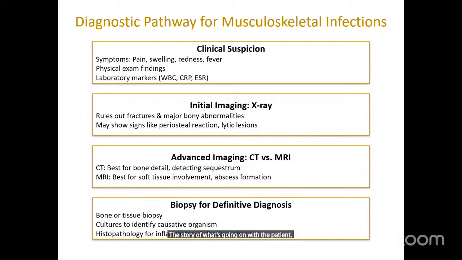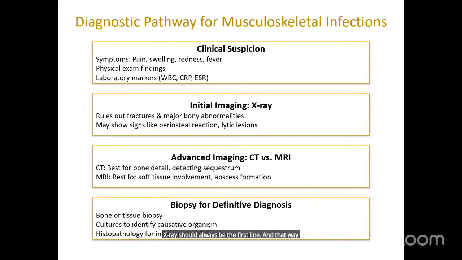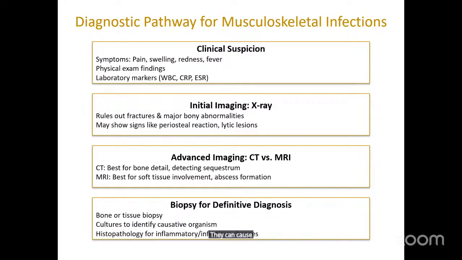And then we do the initial x-ray, and the x-ray should always be the first line. And that way we can make sure that it's not a fracture, because sometimes fractures will cause pain, swelling. They can cause people to have constitutional symptoms because of pain. And so make sure it's not a fracture causing these findings. It's important to do x-ray.